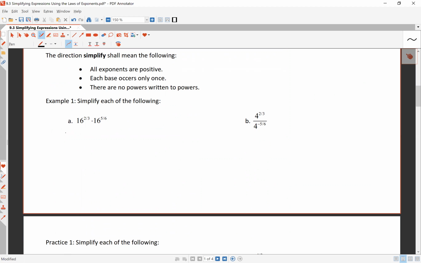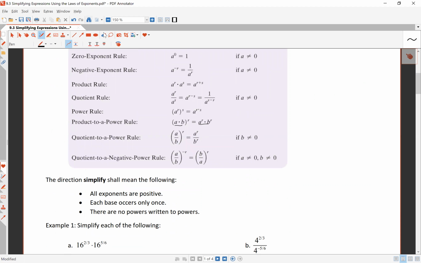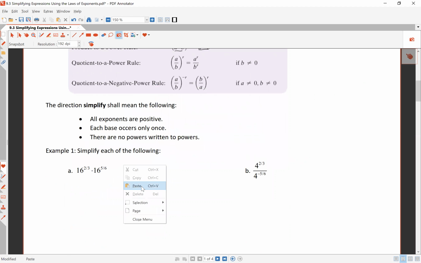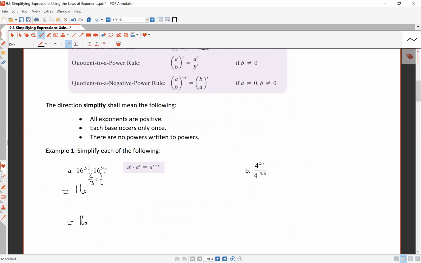Letter A, that is the product rule. We have a base to the 2/3 times the same base raised to the 5/6. So that says that we add those two exponents. 16 raised to the 2/3 plus 5/6. We get a common denominator to add those together, and 2/3 is going to be 4/6 plus 5/6, which gives us 16 to the 9/6.